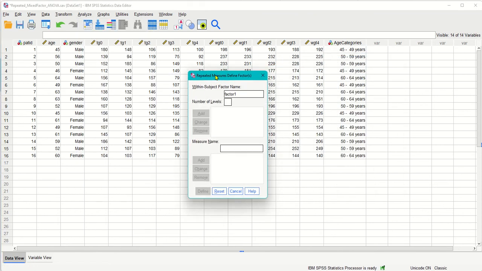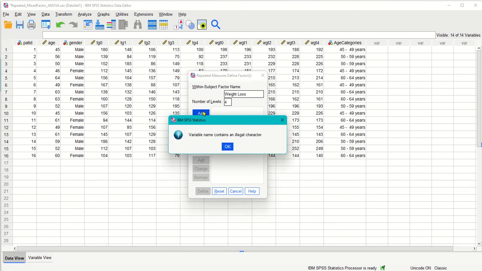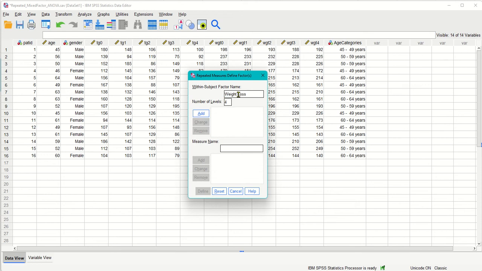Okay, so you can see here we start out with they want us to let it know what is the within subject factor, and that would be the weight, because it's the same people being weighed over a period of time. So we're going to name it weight loss, and we have 4 times we're going to compare. Also, you can't have a space or anything like that for the label. So if you put an underscore, it'll let you add it. So you can't have any strange characters or spaces.